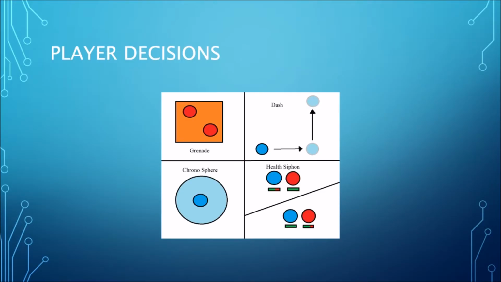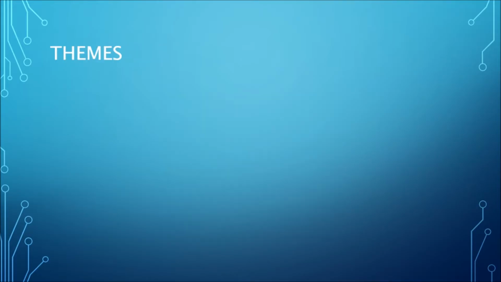You also have which ability you're going to bring, like a grenade, which allows an area of effect attack. You might want a dash to be able to move twice in a turn, a chronosphere, which allows you to bring nearby enemies forwards in time with you, or you might want to be able to steal health from them to replenish your own health.